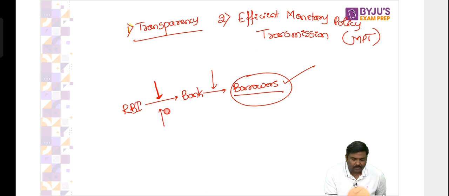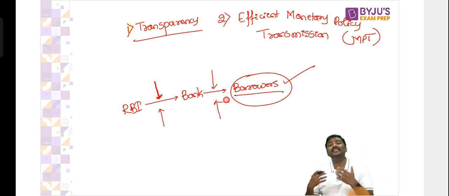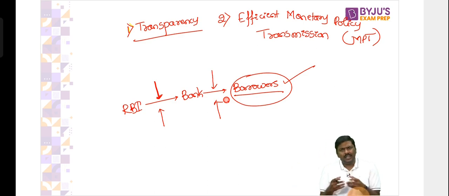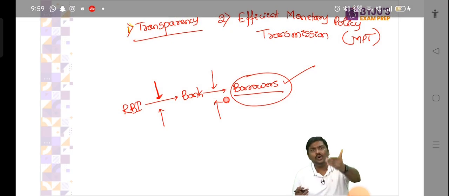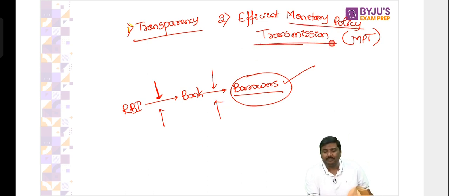And if RBI increases the rate of interest, the bank should also increase the rate of interest. The number of loans issued automatically should come down. The number of credits or borrowers should automatically come down. That's why loans are becoming costlier. If loans become costlier, will you take more loans or fewer loans? Automatically, you will take fewer loans. So this is basically called monetary policy transmission. Have you understood this? This is basically referred to as monetary policy transmission.